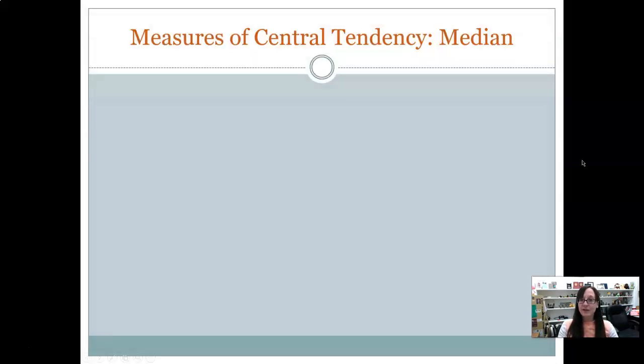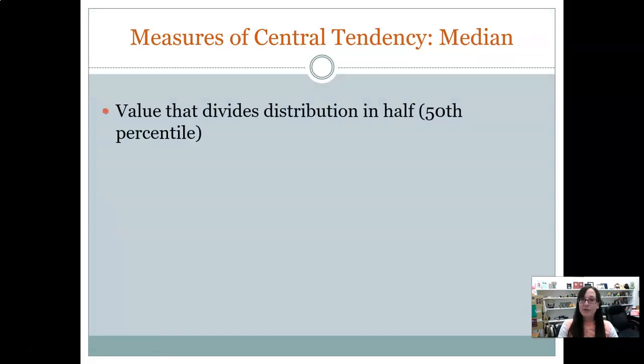Another measure of central tendency is the median. The median is just the point at which you can divide the distribution in half. It is what's called the 50th percentile. So this you can't use with nominal level variables. You have to have something that you can split in half.